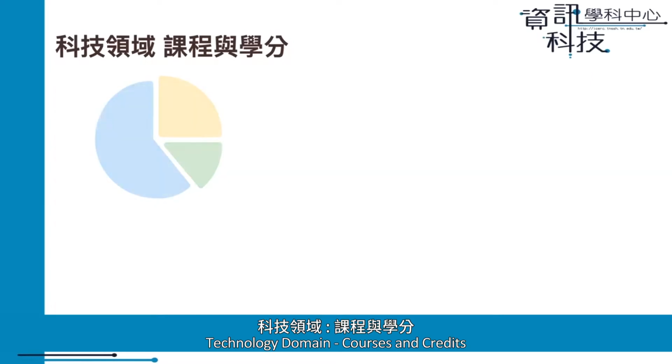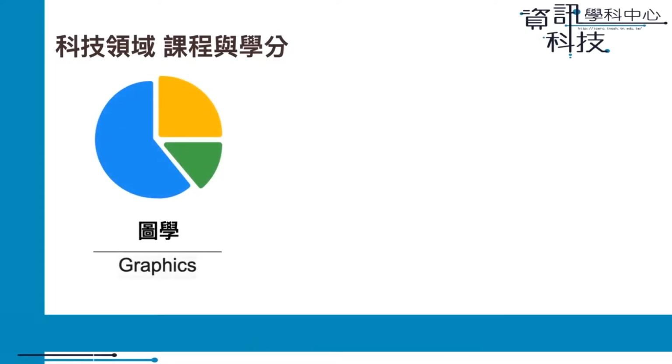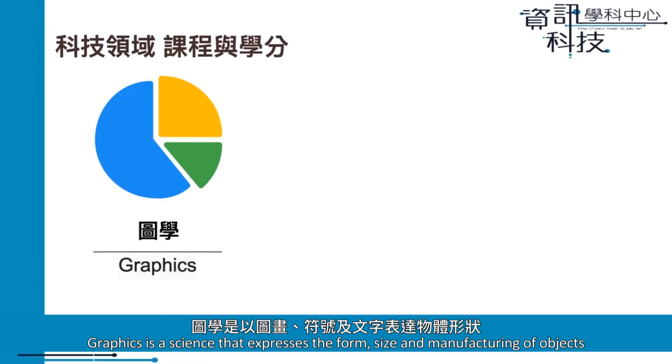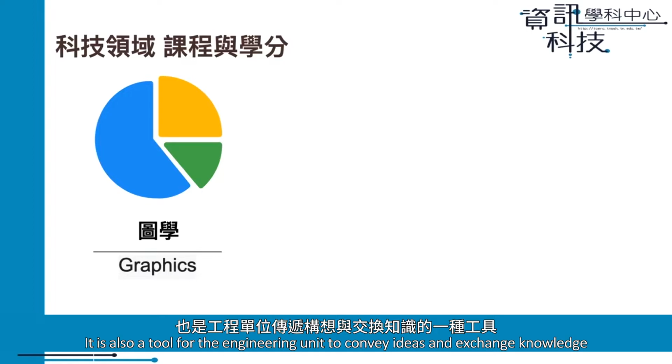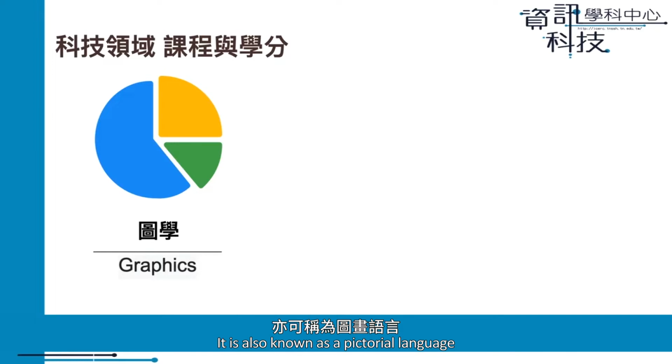Technology domain, courses and credits. Graphics. Graphics is a science that expresses the form, size, and manufacturing of objects with pictures, symbols, and texts. It is also a tool for the engineering unit to convey ideas and exchange knowledge. It is also known as a pictorial language, the language that engineering personnel must be proficient in.